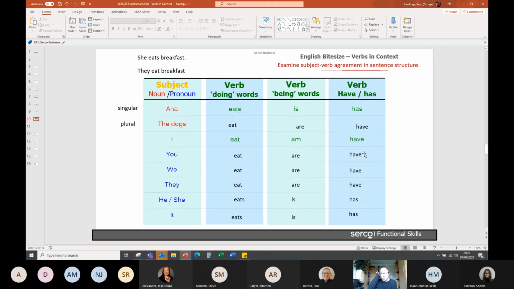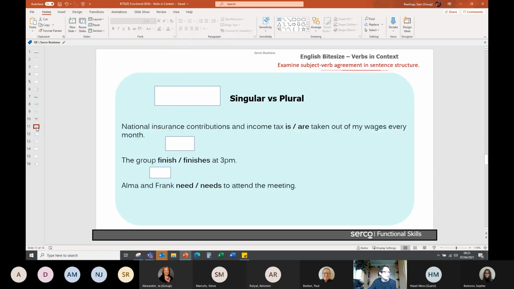So this is something to watch out for in your writing, just to make sure you're not making any of these kind of mistakes. So we'll have a little practice, but the thing to remember is if it's singular, it uses an S. If it's plural, it doesn't. So she eats has an S because it's singular, or they eat doesn't have an S because it's plural. So let's have a look over here. What have I got under there?